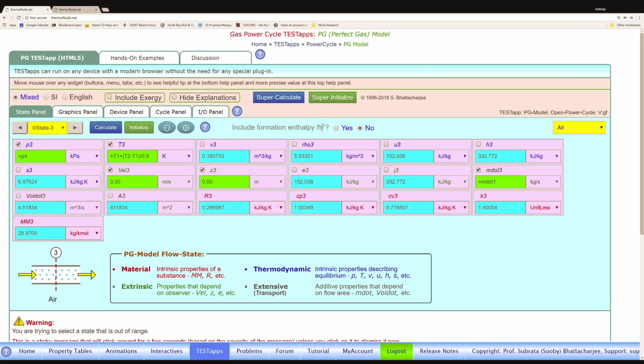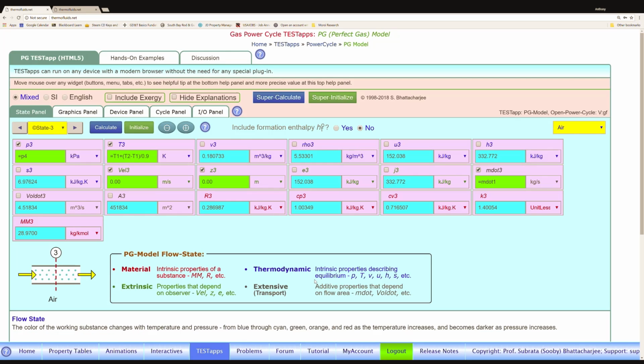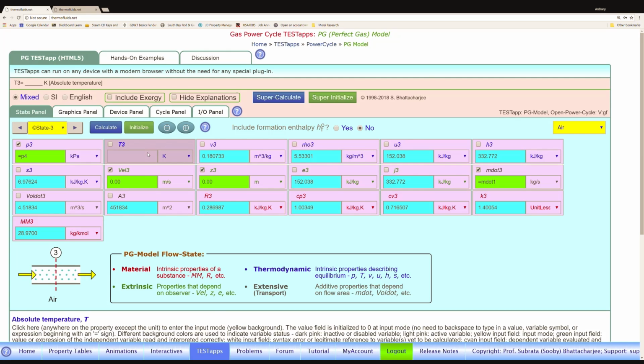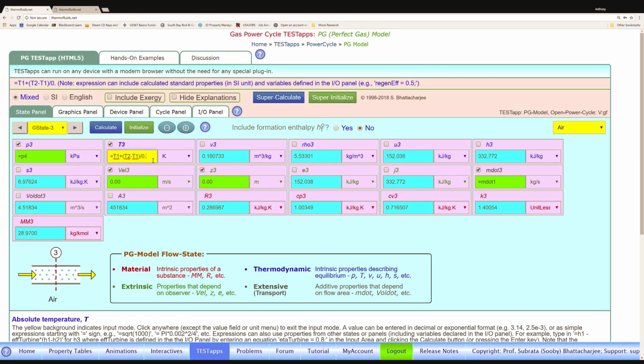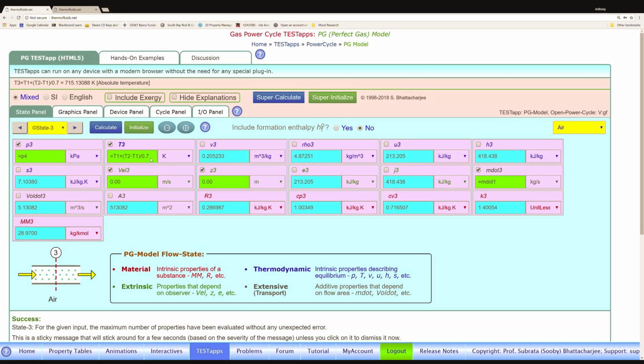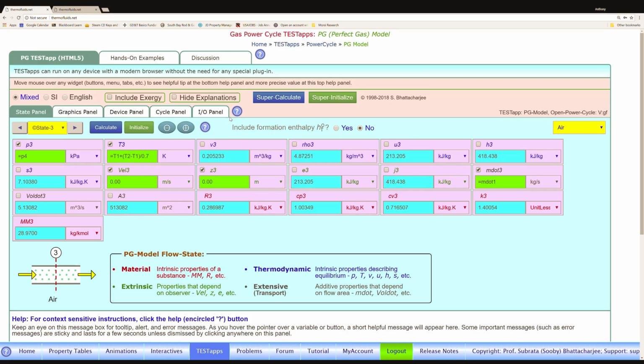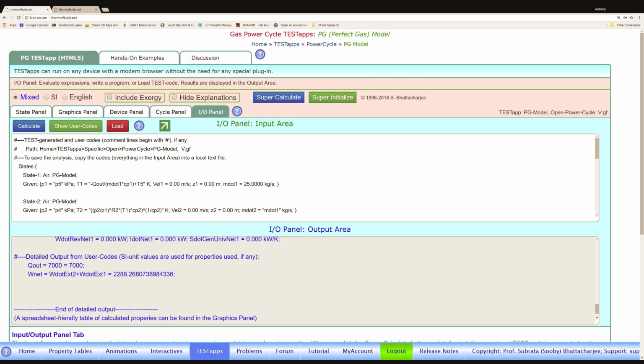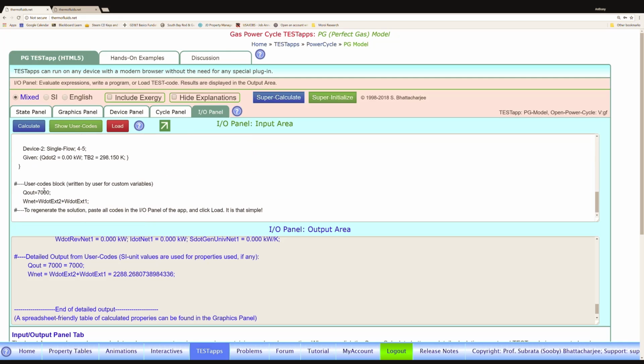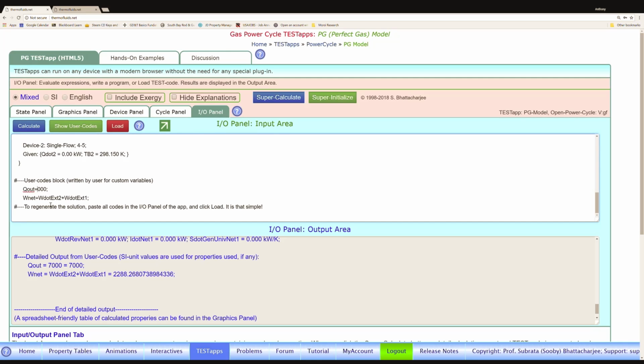Now we have the what-if scenario left. We are asked to determine the net power output if the compressor efficiency is decreased to 70% and the heat rejection rate is increased to 8,000 kilowatts. To make the appropriate changes in TestCalc, I will enter state 3 and change the efficiency from 90% to 70%. Additionally, I will enter the I/O panel and change the value of Q out from 7,000 to 8,000.